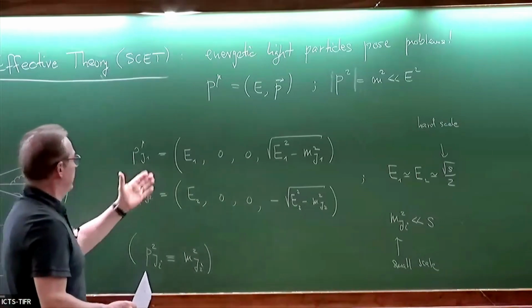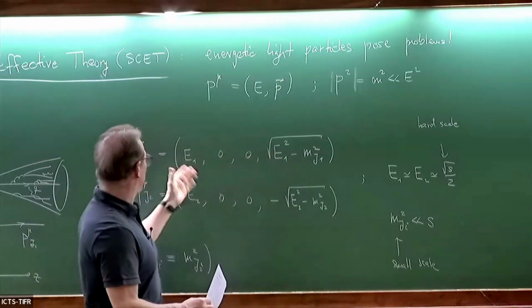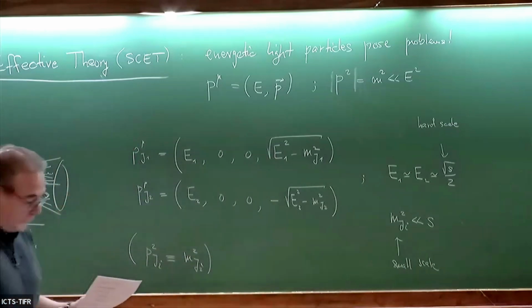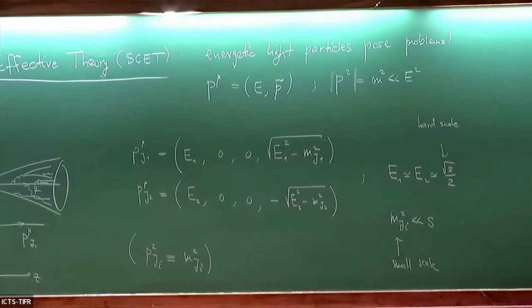I mean, in this 4-vector, the components individually are very large, but when you square the vector, they almost sum up to 0. So the question is really what's there to integrate out in such a process? How would you use effective field theory technology to simplify this process? And for a long time, this was basically completely unclear.